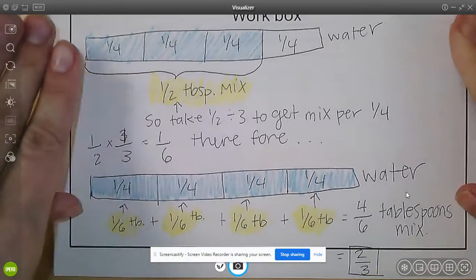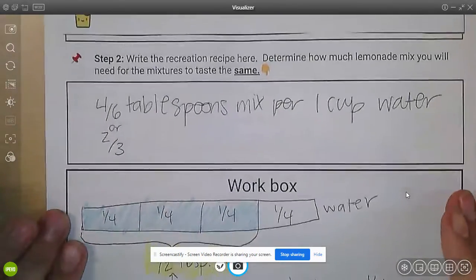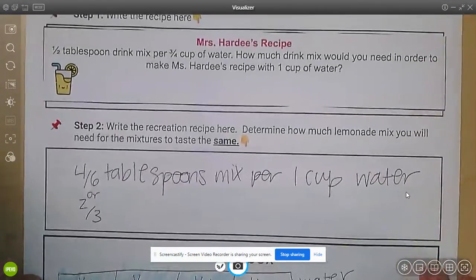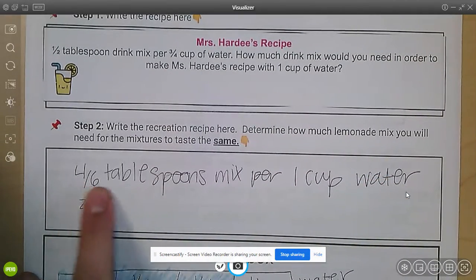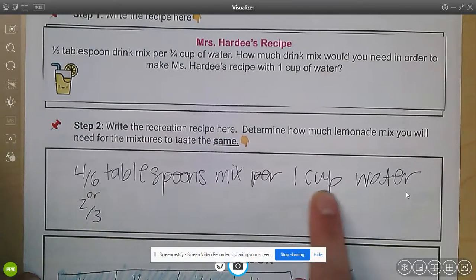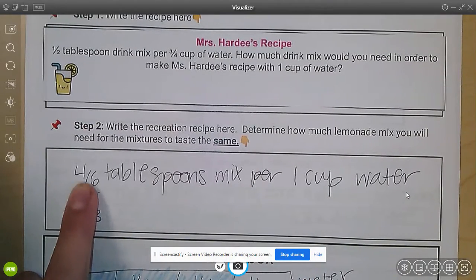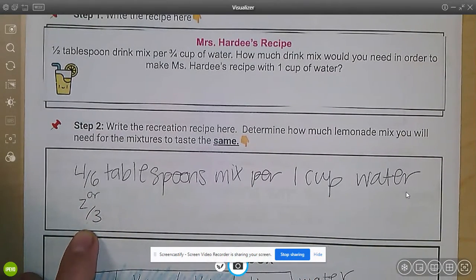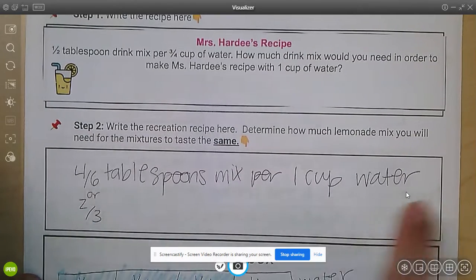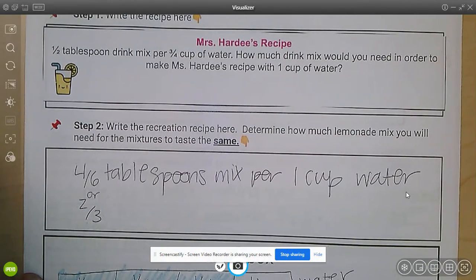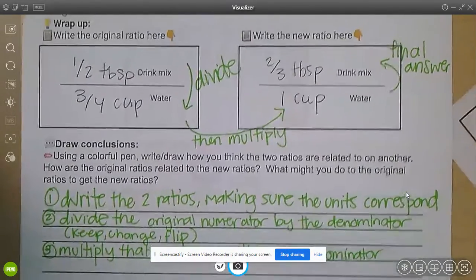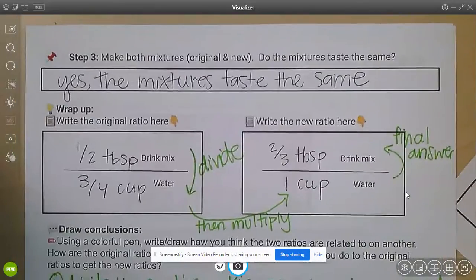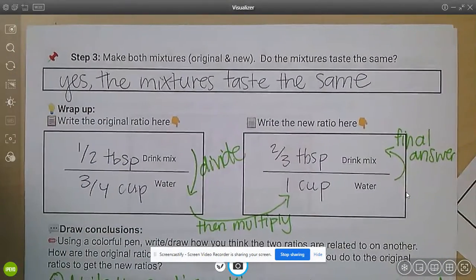Okay, so back to where we put our solution. The question was asking how much drink mix would you need per 1 cup of water. So I would need 4/6 tablespoons of mix per 1 cup of water. I also wrote that 4/6 could also be written as 2/3. So you will write your new recipe, and then once you have that, you'll flip to the back. All right, step 3 we'll come back to in a moment.